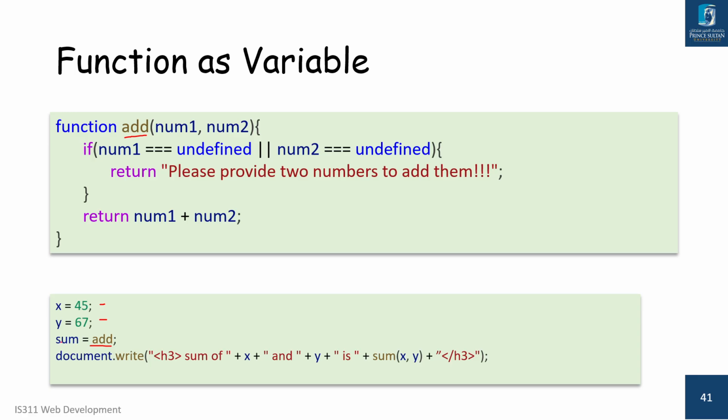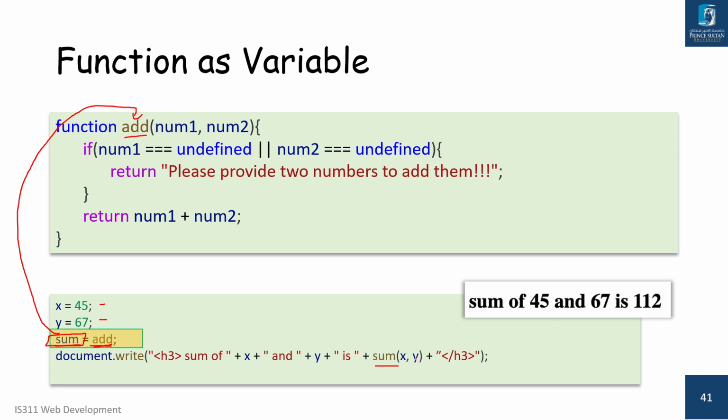So now sum has become a second name for this method. We can execute this method whether we use add or sum. We are giving a second name, an alias, to this method. So we are executing this method using sum, the second name or alias of the add method, and then we provide the parameter list x and y. And again, it will print the same statement on our page.